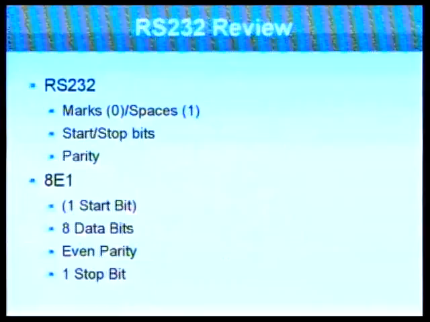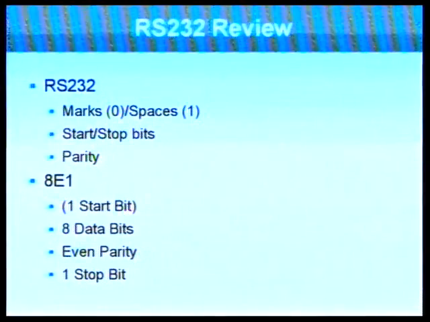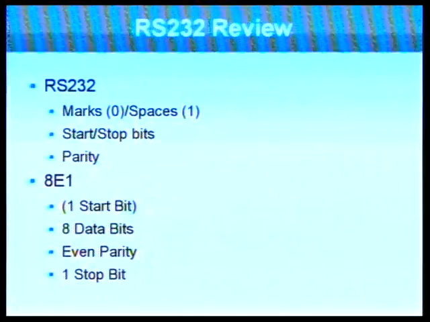So quickly reviewing RS-232, it consists of marks, which are zeros, and spaces, which are ones. There's a start bit to indicate the beginning of a byte, and a stop bit to indicate the end of the byte. And in this case, we have a parity bit. So if you remember from your BBS days, when you would connect it to 8N1, that means 8 bits, no parity, 1 stop bit. And then 1 start bit is implied. So in this case, we're on 8E1, which is different from the BBS days, but there's a good reason for it.